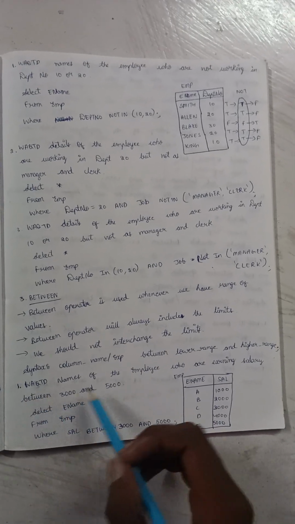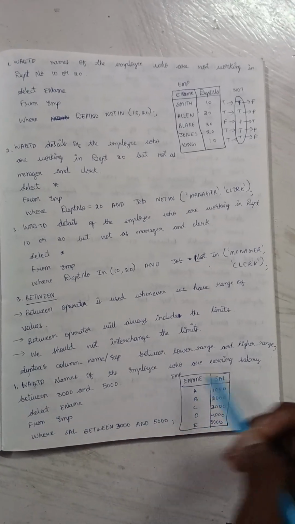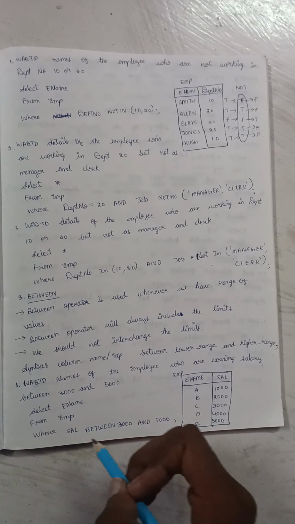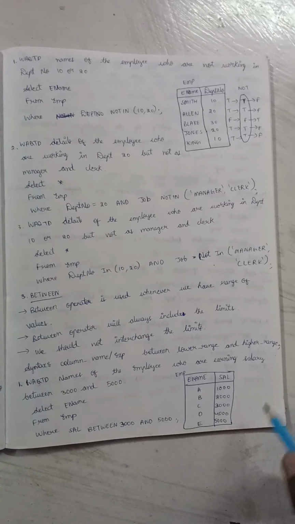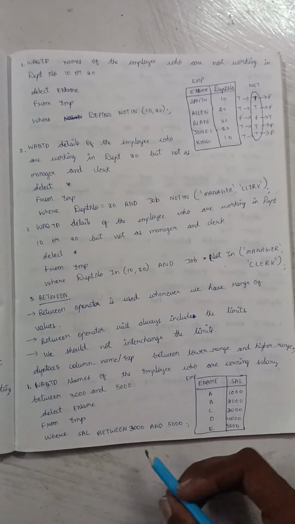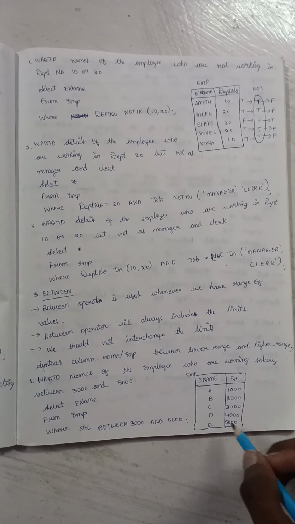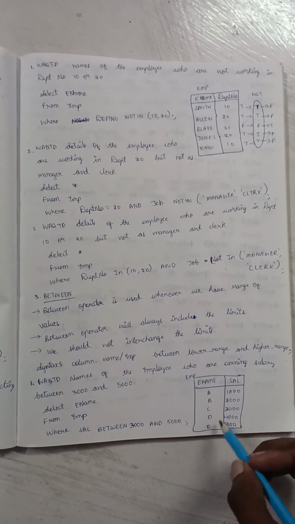Write a query to display names of the employees who are earning salary between 3000 and 5000. SELECT ename FROM EMP WHERE salary BETWEEN 3000 AND 5000. So we can get the employees who are getting salary from 3000 to 5000. So we can get as CDE.